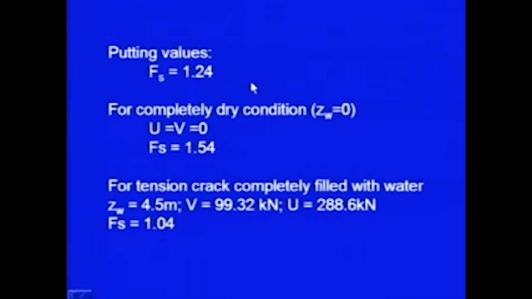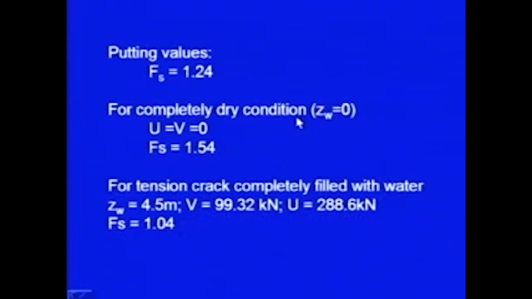Now, secondly, he is asking to find out the factor of safety for extreme conditions. So, let us say the first extreme condition is completely dry condition. So, when it is completely dry, ZW will be equal to 0, U and V both will be 0. So, I am not showing the expressions again, and the value you are going to get 1.54. You can see here the depth of water table was there, and the factor of safety was 1.24, and it has now increased to 1.54.